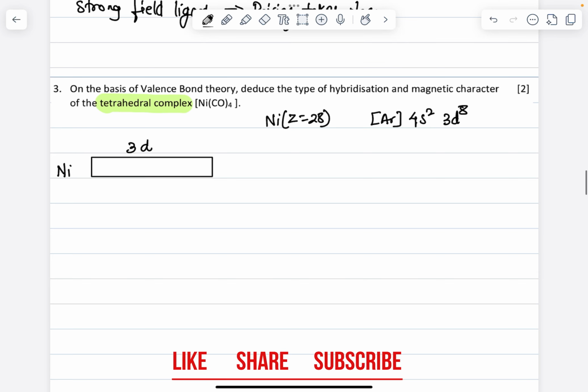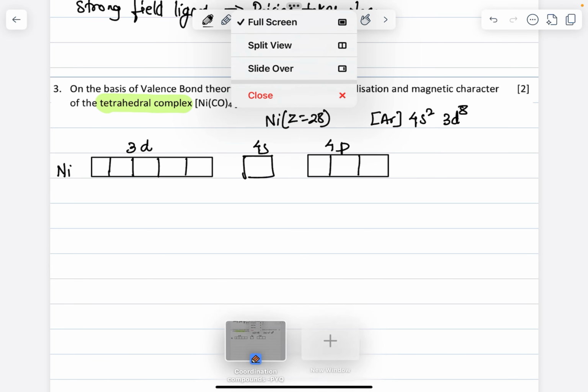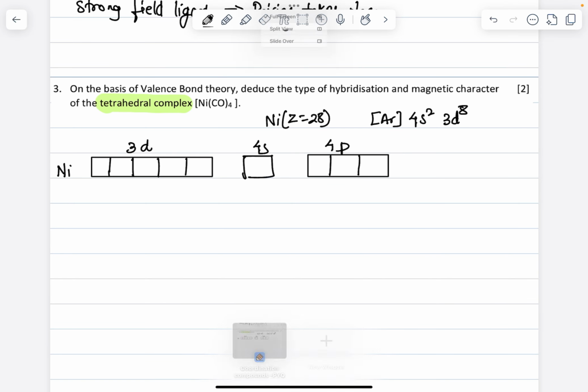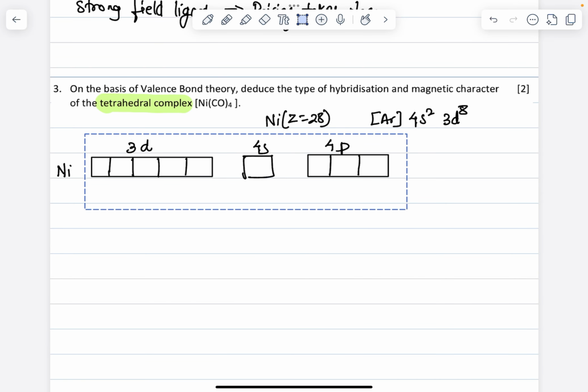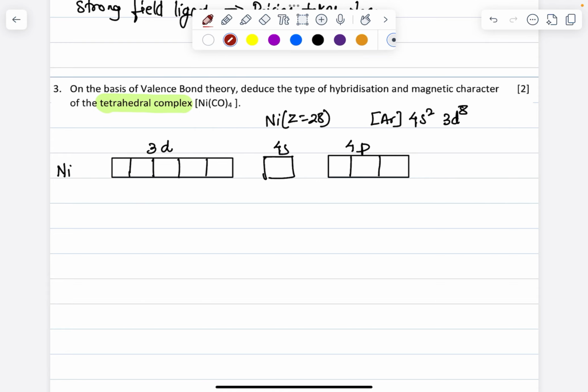Then it is 4s and then 4p. So nickel's configuration, to do it very systematically to get full marks for this. There are 8 electrons, 1, 2, 3, 4, 5, 6, 7, 8, in 3d and 2 electrons in 4s.